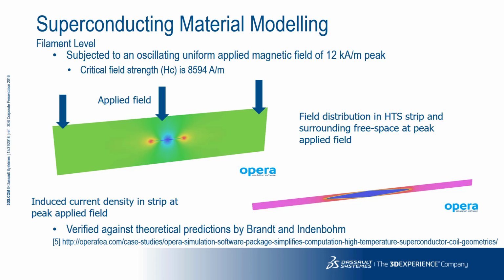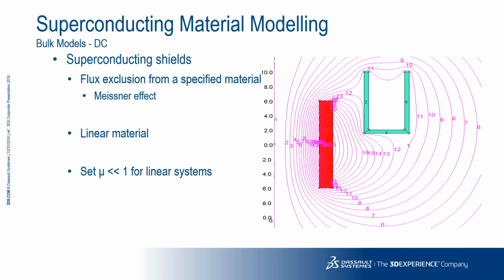In this, we're operating in the mixed state where external oscillating magnetic fields are driving the induced current flow into operation above critical current density. The results of this analysis were verified against the theoretical predictions of Brandt and Indenbom. A case study describing this work in detail is available through our website, operafea.com, so please see that for all the relevant details. This brings us back to the discussion regarding homogenization.